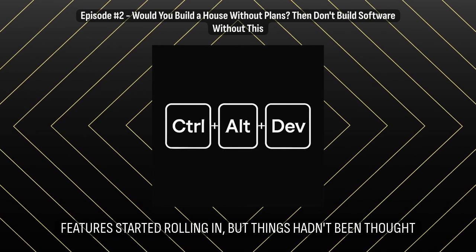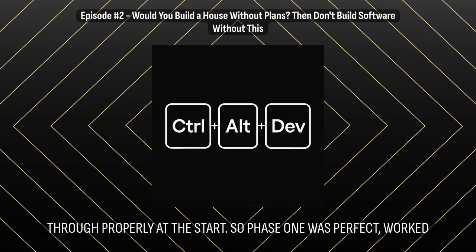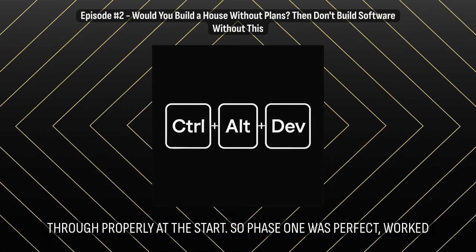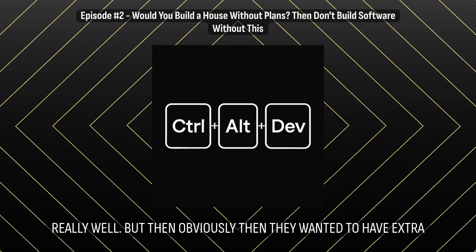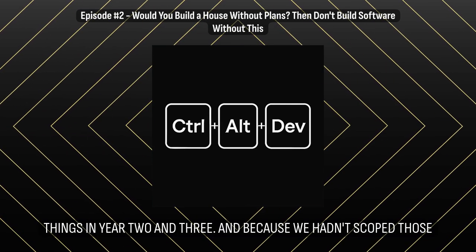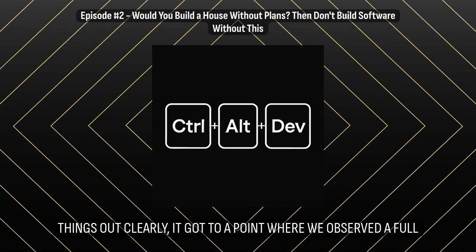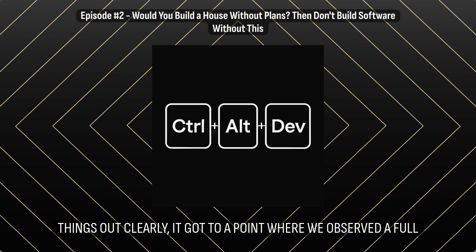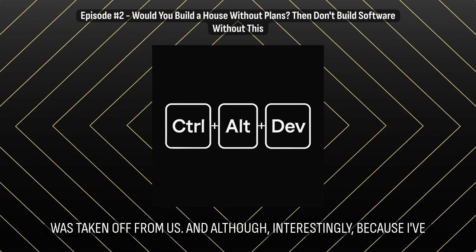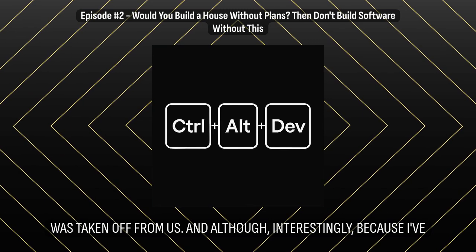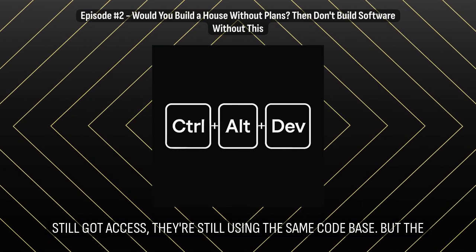The request for new features started rolling in, but things hadn't been thought through properly at the start. So phase 1 was perfect, worked really well, but then obviously they wanted extra things in year 2 and 3. And because we hadn't scoped those things out clearly, it got to a point where we observed a full rewrite was required. And unfortunately, that's where the project was taken off from us. Interestingly, because I've still got access, they're still using the same code base.